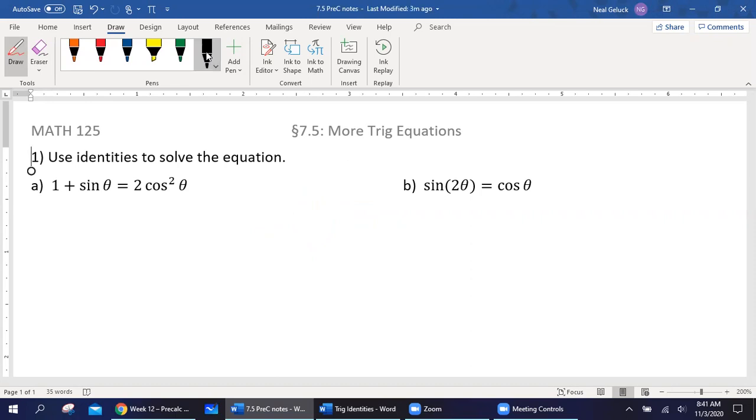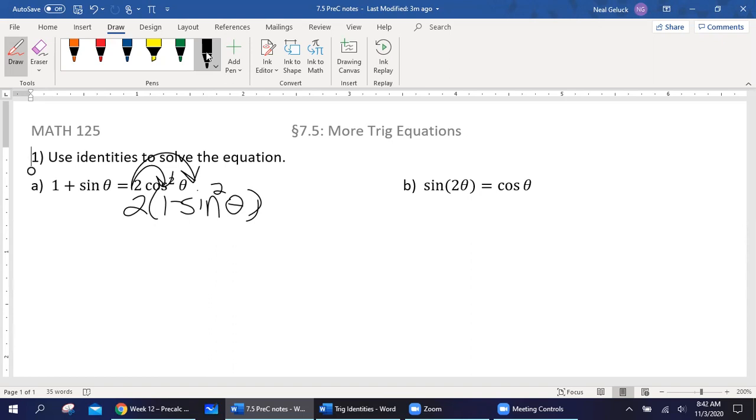But on number one, what I'm going to do is replace cosine squared with 1 minus sine squared. So I'm using that variation of the Pythagorean identity. And so I'd have 2 minus 2 sine squared on the right side.